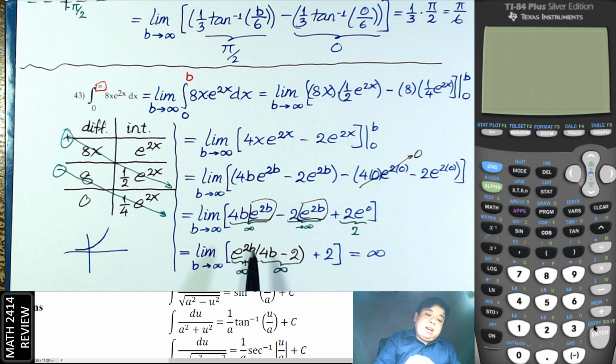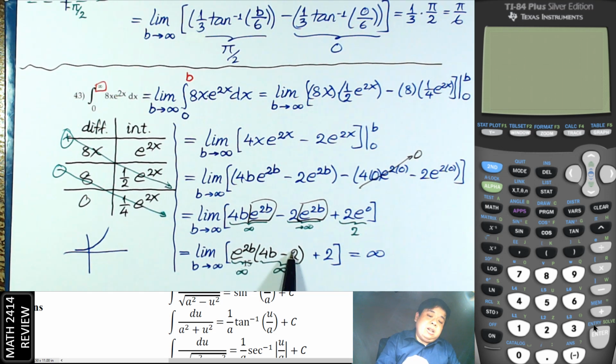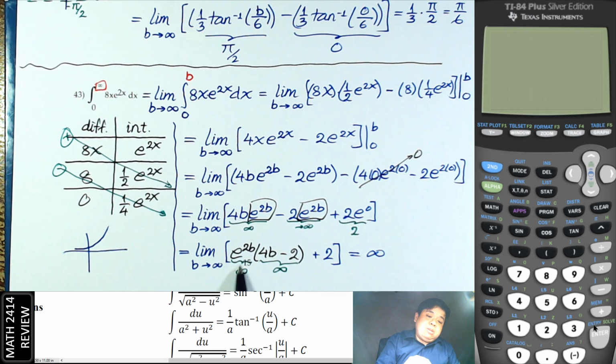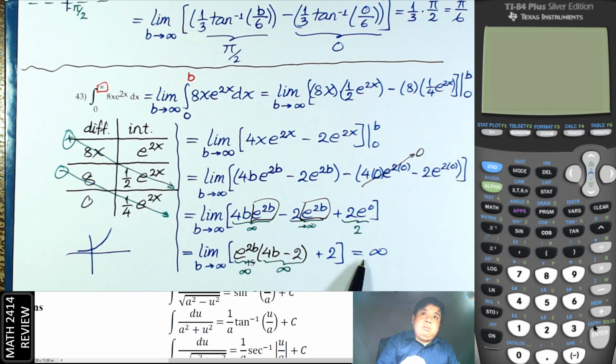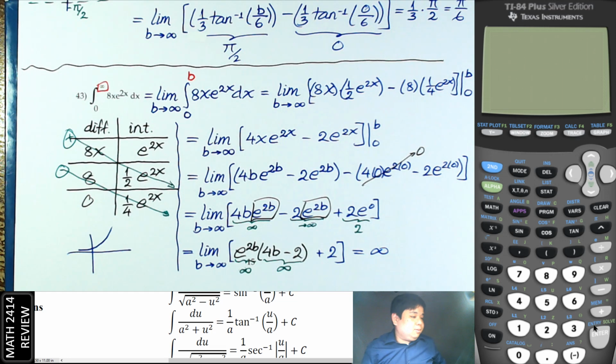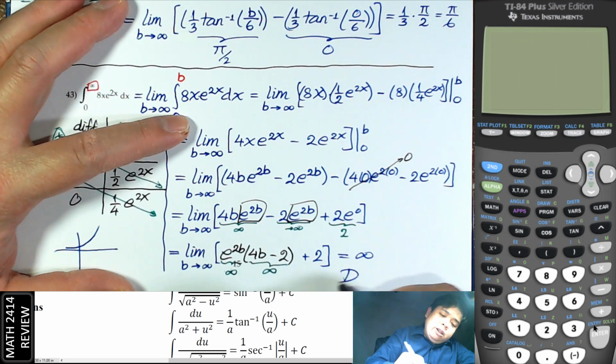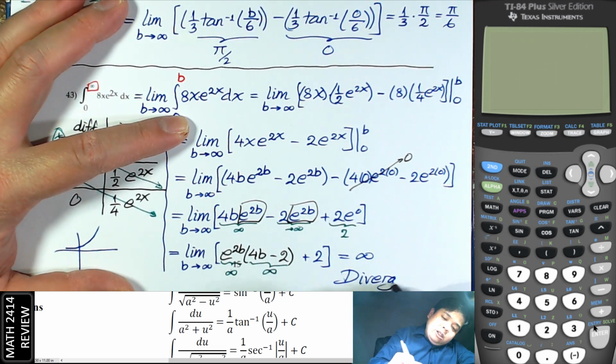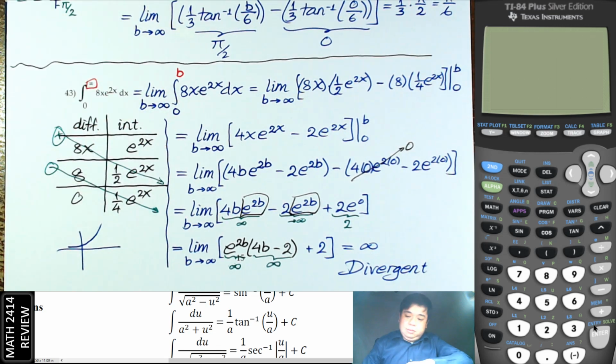Right? We factor it out. The 2 here is finite. Infinity minus a constant is going to be infinity, times infinity is infinity, plus 2 is still infinity. So if it's infinity, we say this is divergent. Right, so that is that one.